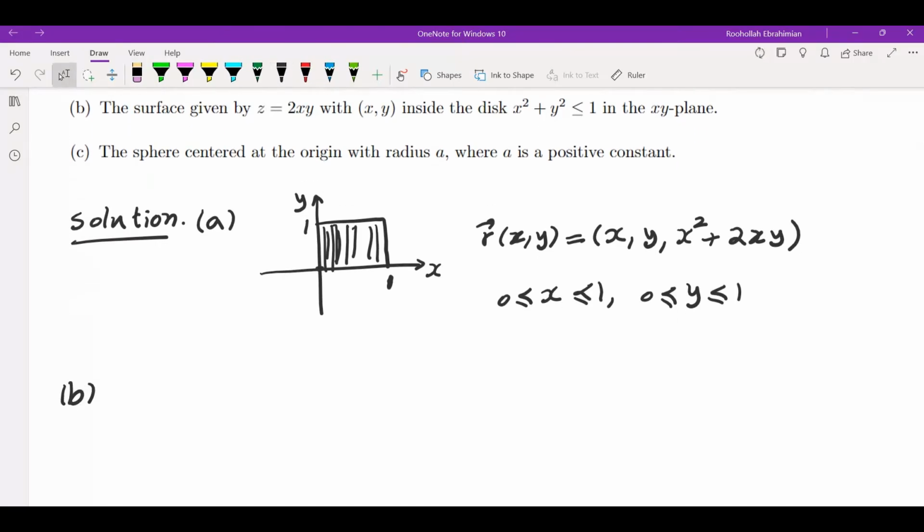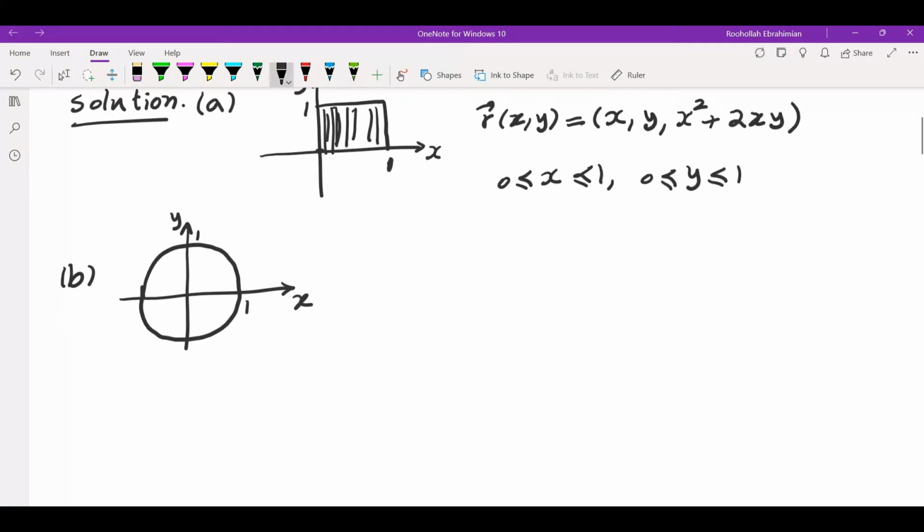So let's look at part B. The surface given by z equals f of x, y with (x, y) inside this disk. The parameter region is on the xy plane, and it is a disk of radius 1. So how do we parameterize this surface? Again, this is the graph of a function. There are two ways of parameterizing this surface. The first method is similar to the one above.